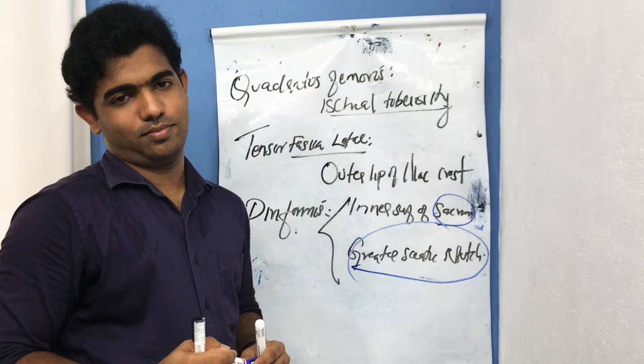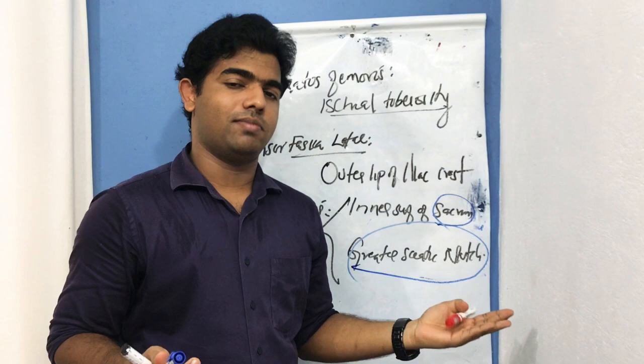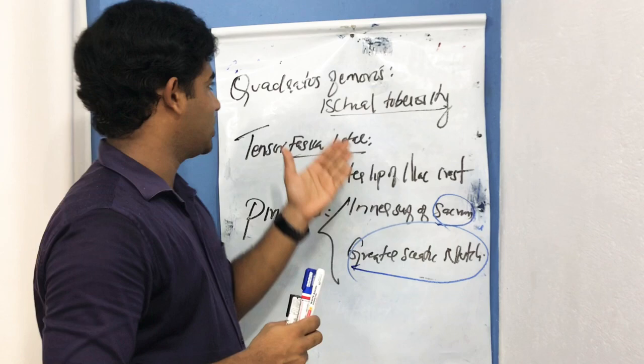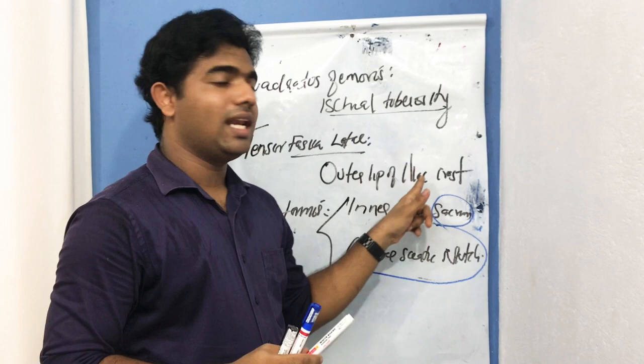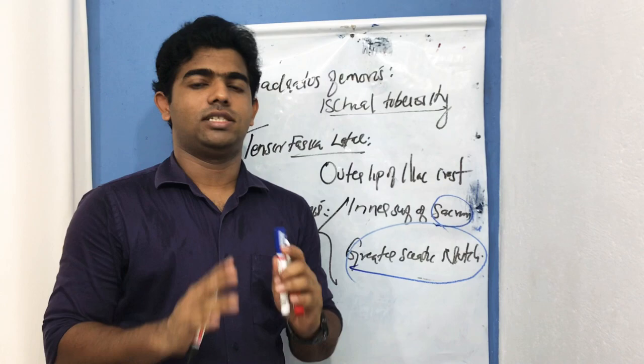Right? So, these three, you might have to study again and again. The other seven muscles, you can go for an easy manner, just by remembering the other muscles. These three, let us remember again. Quadratus femoris is from the ischial tuberosity. Tensor fasciae latae is from the outer lip of the iliac crest. The piriformis is from the inner surface of the sacrum and greater sciatic notch. That's all about the origin of the gluteal region muscles.